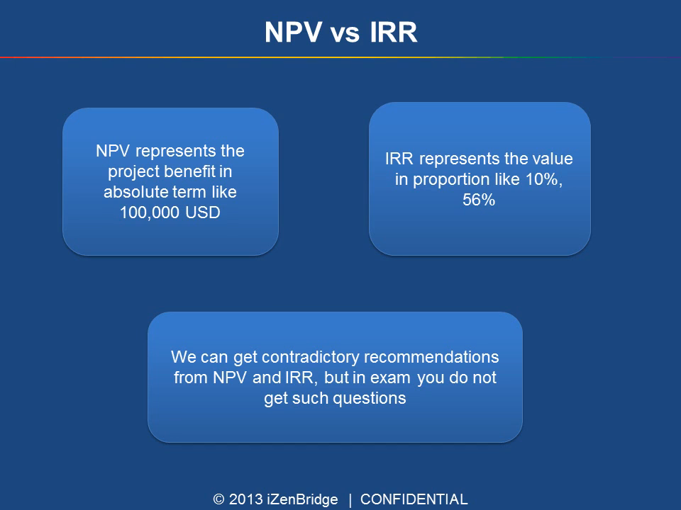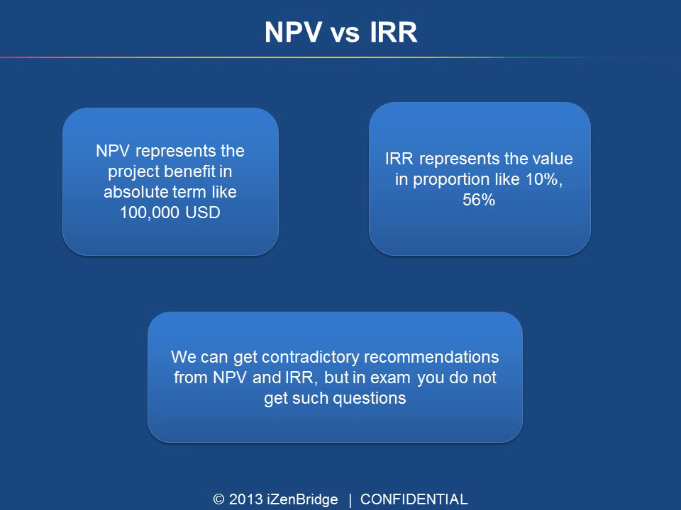Now if we compare net present value and internal rate of return, net present value gives you an absolute term benefit, that this project will return 100,000 or 200,000 US dollars, and the internal rate of return gives you a percentile output, that it will give a 10% return or a 56% return. Because a 56% return may become a lesser value than a 10% return in some cases, because the total size of the project is small.